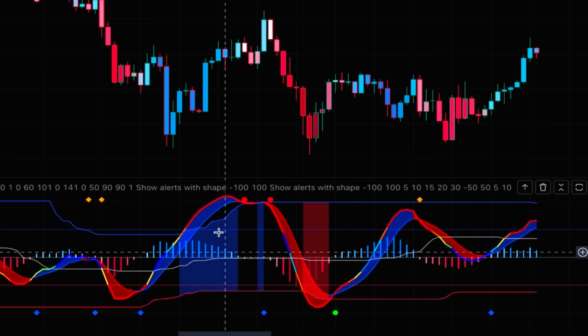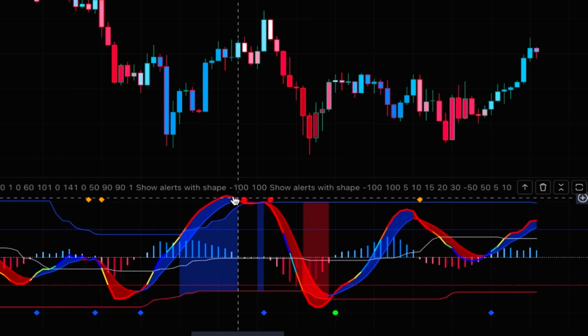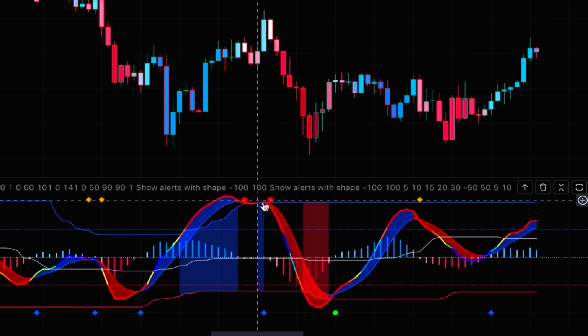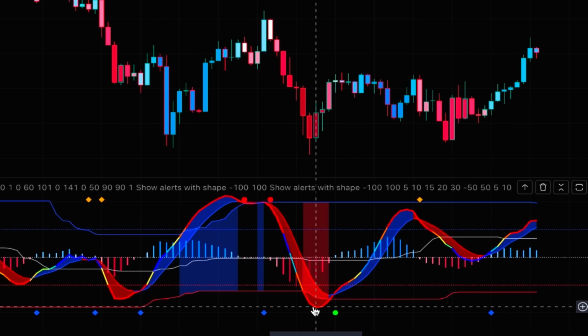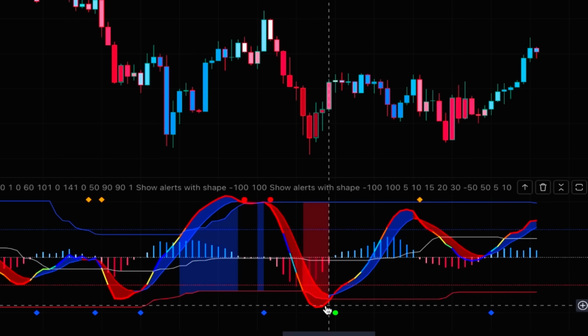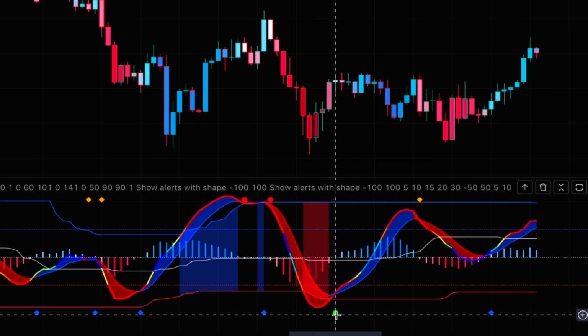In these situations, when the SMI MFI line goes above the dynamic line and then crosses below the signal line, the indicator shows these red dots as a sell signal. And on the other hand, when the SMI MFI line goes below the dynamic level and then crosses back above the signal line, the indicator shows these green dots as a buy signal.